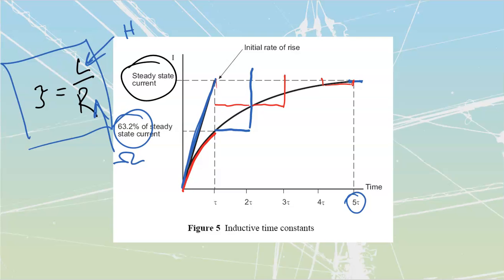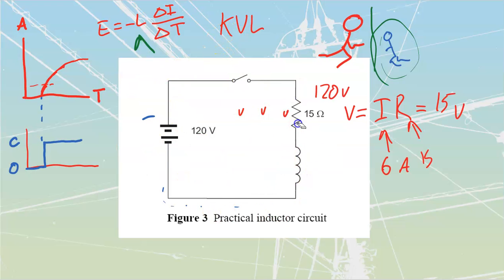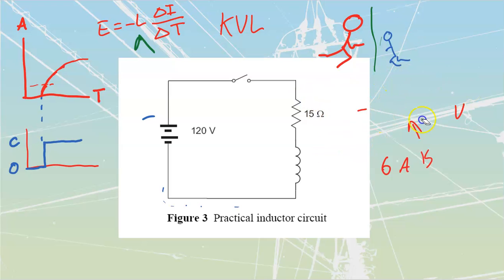Once we reach steady state current, we have to look at our inductor itself and say what's happening inside of this circuit. I'm just going to go back to this one that we have over here. I'm just going to erase a bunch of what we had around it so we can analyze it.